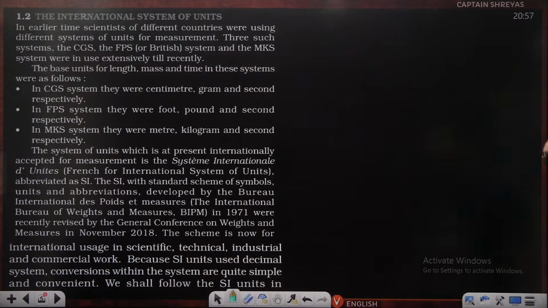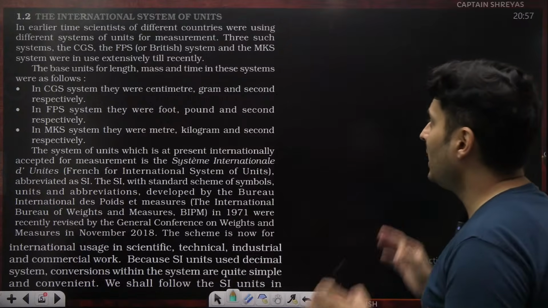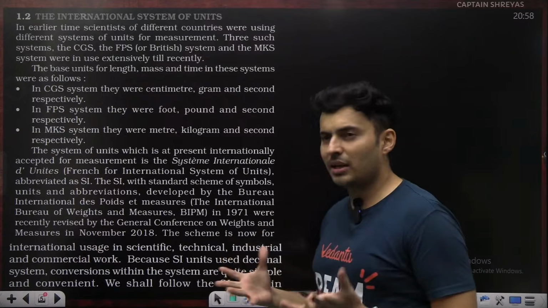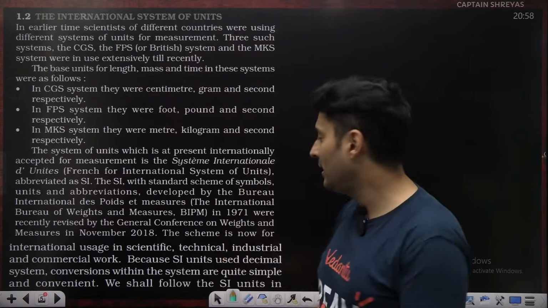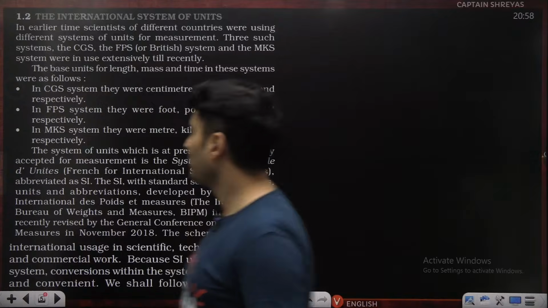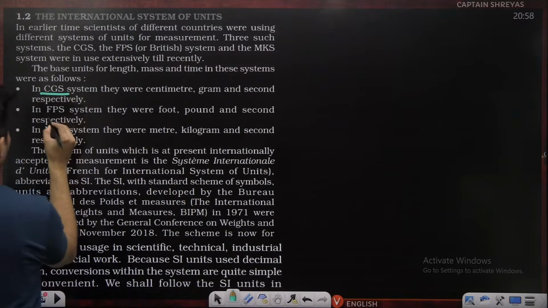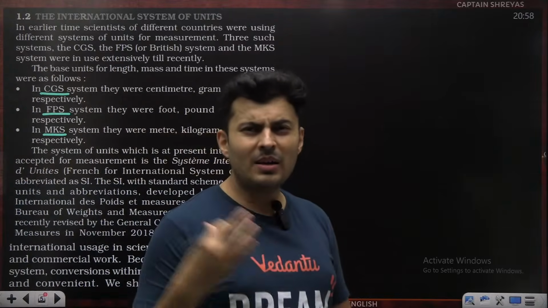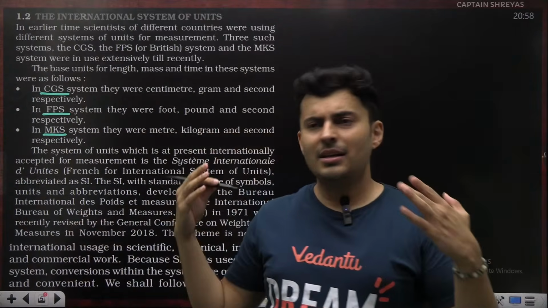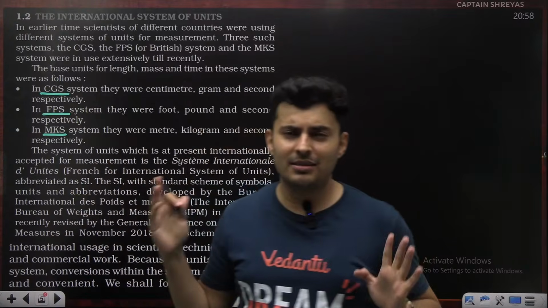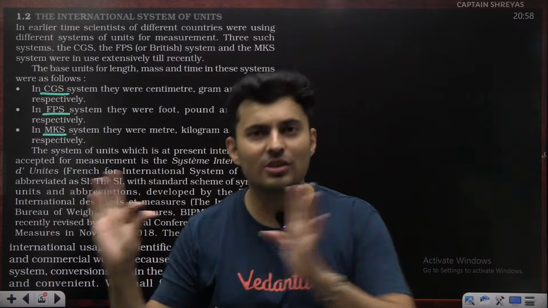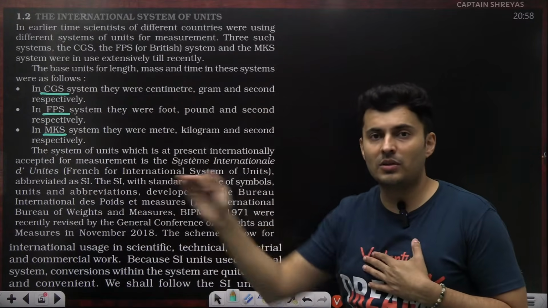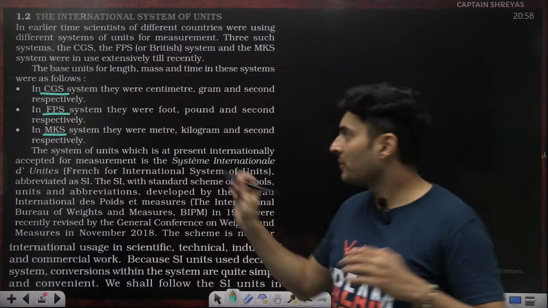Understand that. Okay. In earlier times, scientists of different countries were using different units, and for historical reasons, we basically have three different types of units in our world. One is called CGS, one is FPS, and one is MKS. Now, different parts of the world had different reasons for using different units. We will not get there, but for historical reasons, we have three different systems across the world which are widely used.